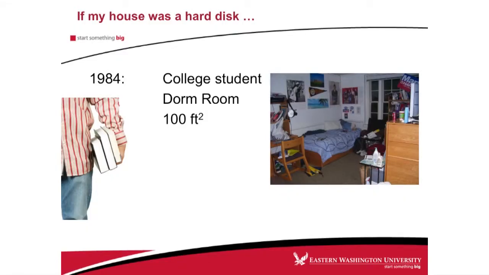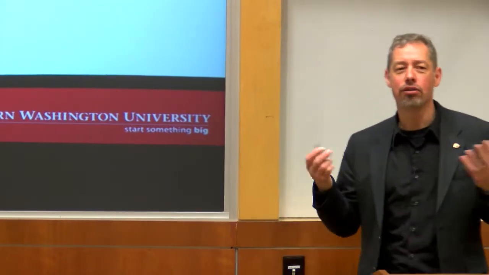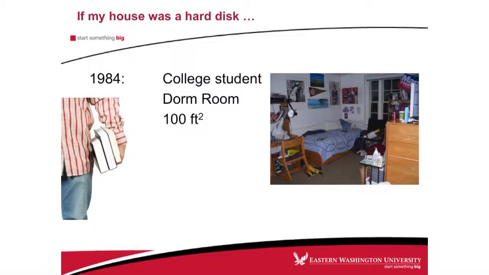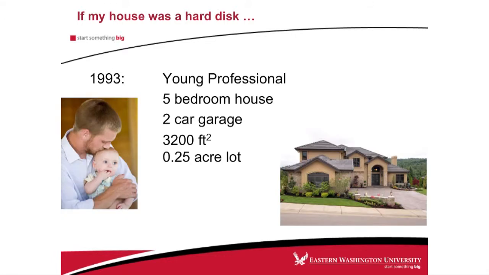I'll finish up here with an amusing slide. What would my house look like if it followed Moore's law? In 1984 I was a college student living in a dorm room of about 100 square feet, which might look like this. 10 years later, according to Moore's law, I would live in a nice 5-bedroom house. I'd probably be a young professional with a 2-car garage, a 3,200 square foot house on a 1/4-acre lot.